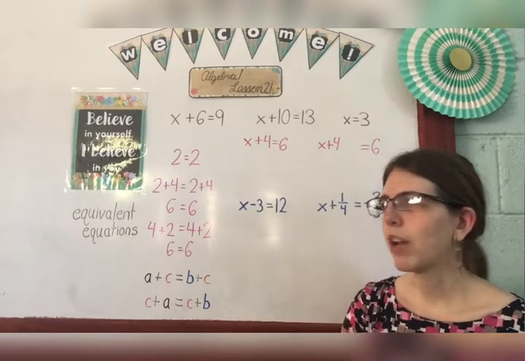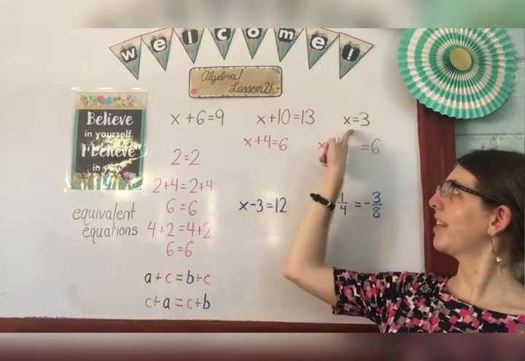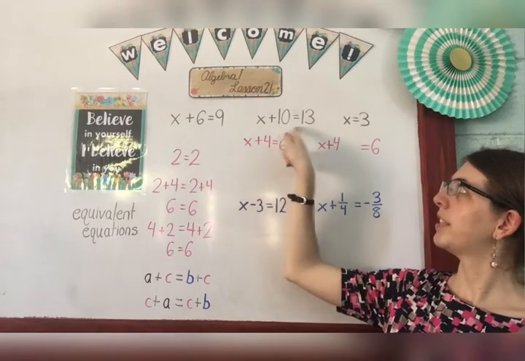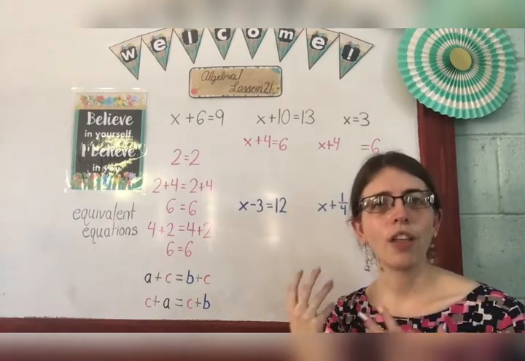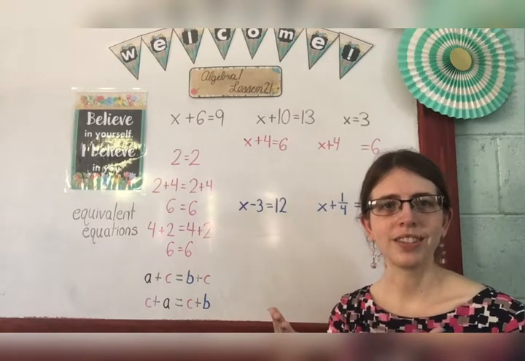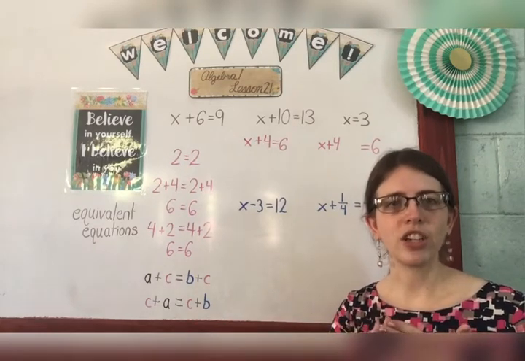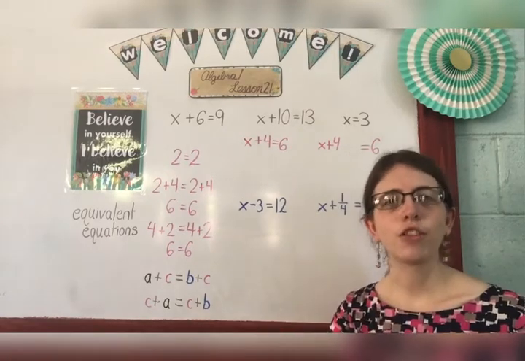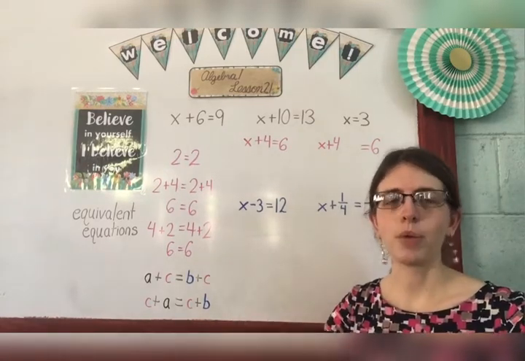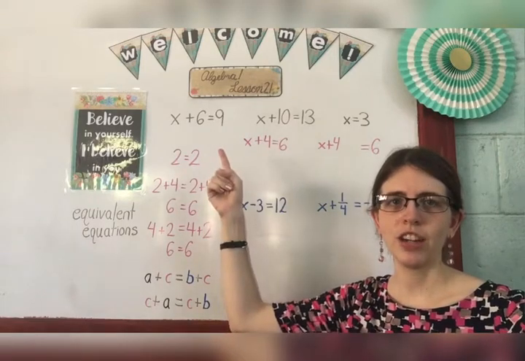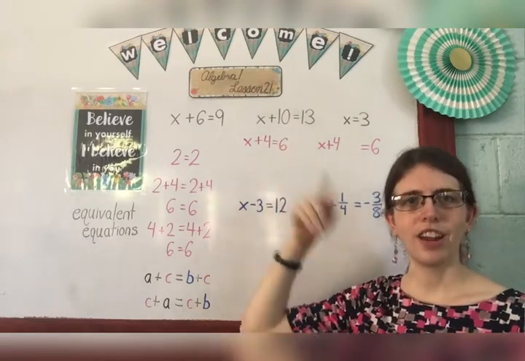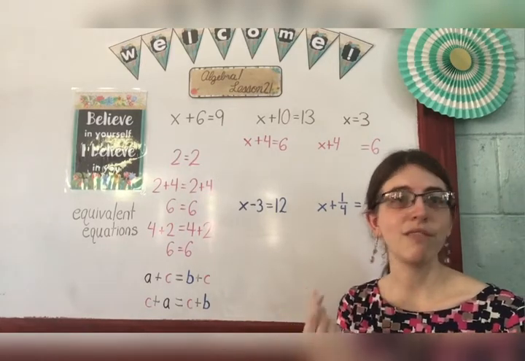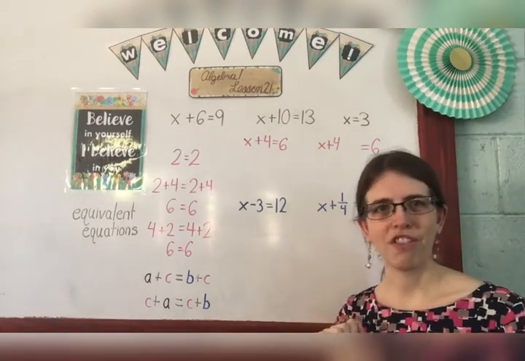So let's look at these two equations. If we say that x equals 3, we know that 3 plus 6 is 9, and 3 plus 10 is 13. So that works for both equations. So these are equivalent equations because they have the same solution, 3. And 3 is the only number that will satisfy this equation and that will satisfy this equation. So they are equivalent equations. They have the same solution. The same variable will fit into both of them.